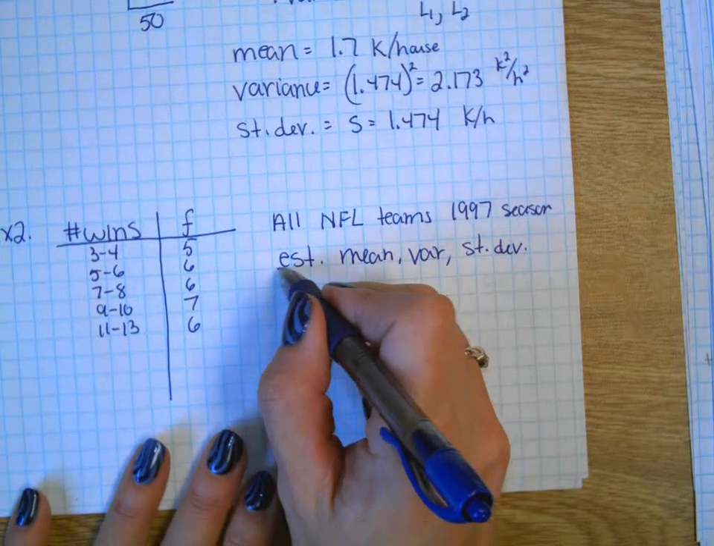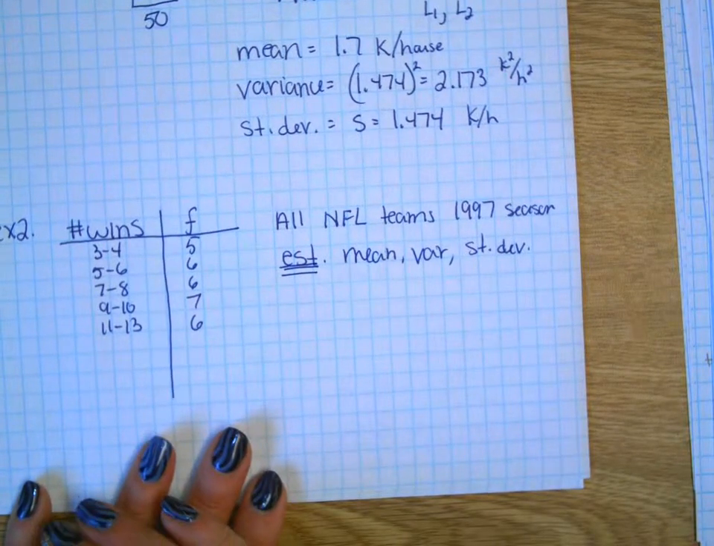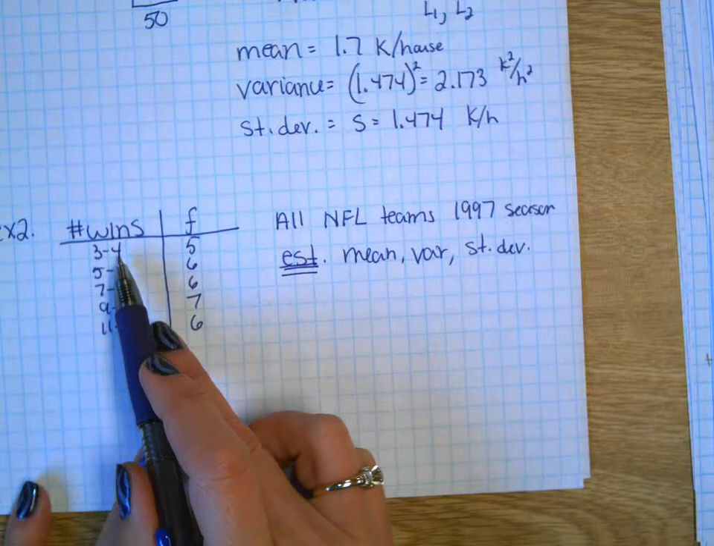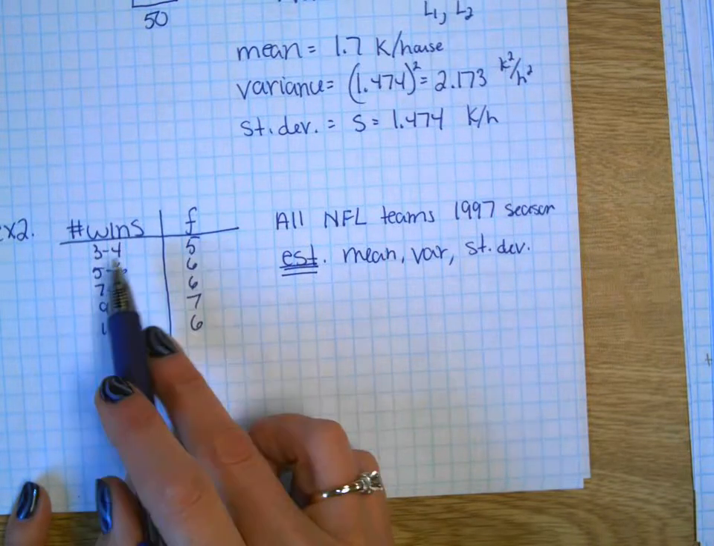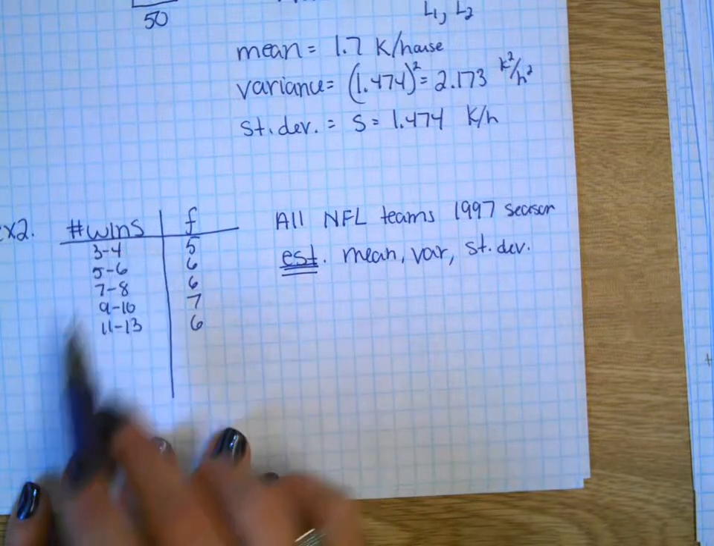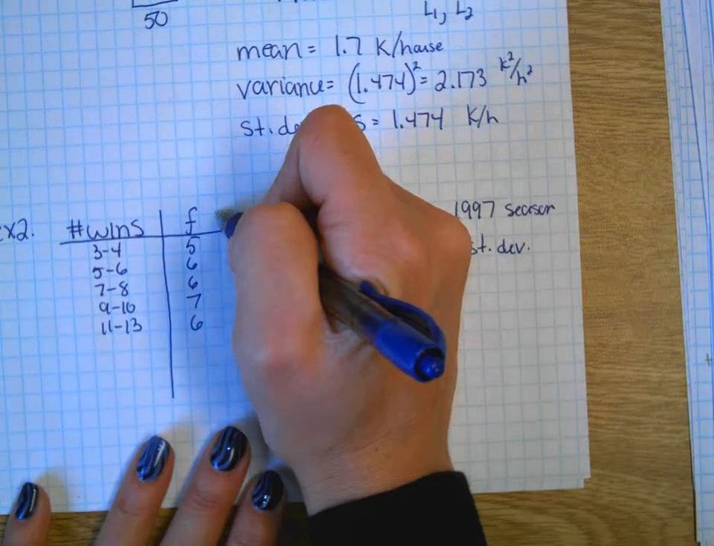Why am I calling this an estimate for the mean, variance, and standard deviation? We don't have exact values. Did they have 3 wins or 4 wins, these 5 teams? We don't know. We don't have anything exact. So what do we do when we have this range of values here? What did we use last time? We pick the middle number. We need midpoints.